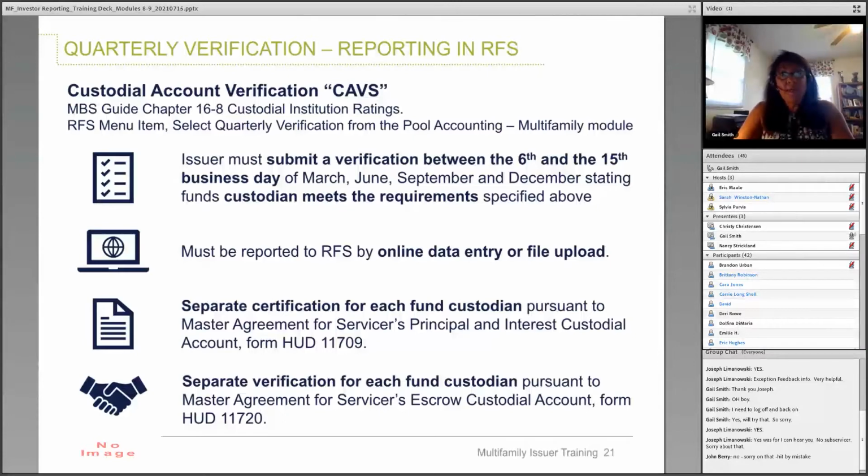Separate certification for each fund custodian pursuant to the Master Agreement for Servicer's Principal and Interest Custodial Account Form HUD 11709. There must be a separate verification for each fund custodian pursuant to the Master Agreement for Servicer's Escrow Custodial Account Form HUD 11720. Raise your hand if you have a reminder in your calendar for the CABS reporting.